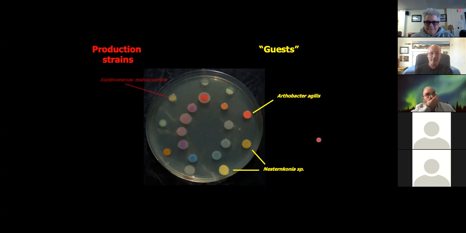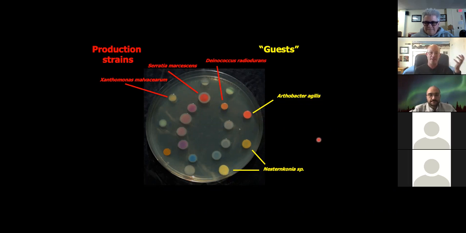Another type of bacteria we use are what we call production strains that my company has. These are bacteria that have enzymes in them that my company uses to purify those enzymes and cells. And these bacteria naturally have really interesting colors.